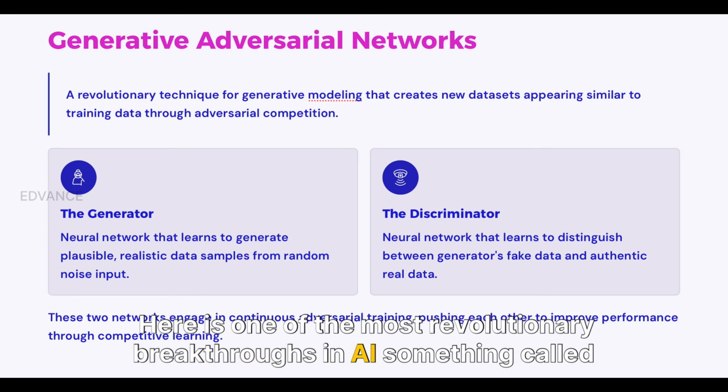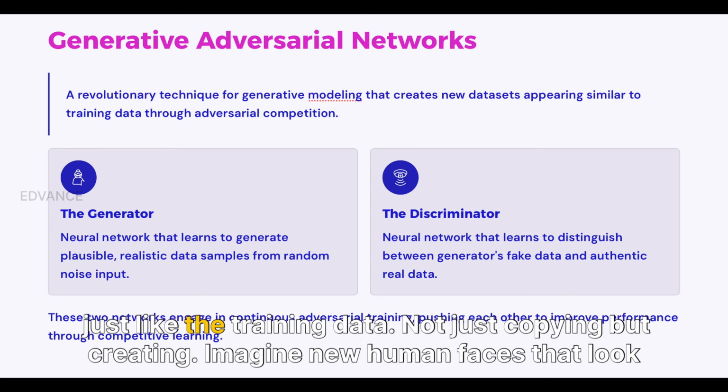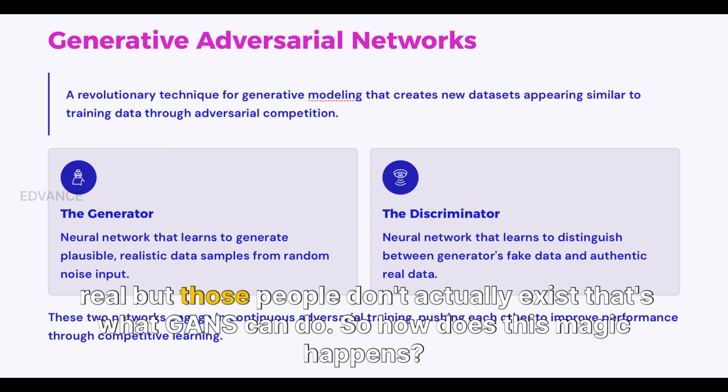Here is one of the most revolutionary breakthroughs in AI, something called Generative Adversarial Networks or GANs. GANs can create brand new realistic data that looks just like the training data. Not just copying but creating. Imagine new human faces that look real, but those people don't actually exist. That's what GANs can do.